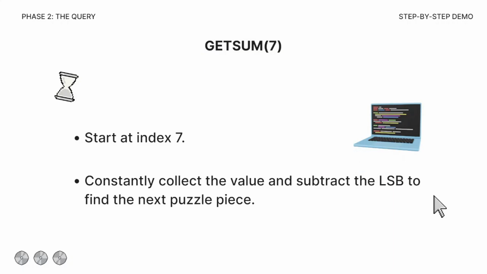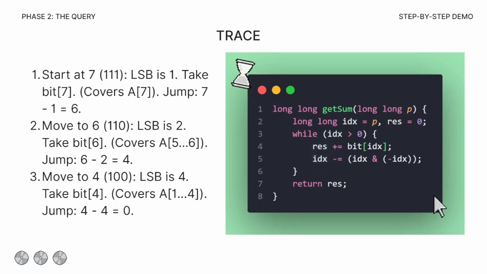With getSum(7), we will start at index 7, and we constantly collect the value and subtract the LSB to find the next puzzle piece, which is its child. We can trace here. We start at 7, which is 111 in binary. So obviously the LSB is 1. We take bit 7 and we jump 7 minus 1 is 6.